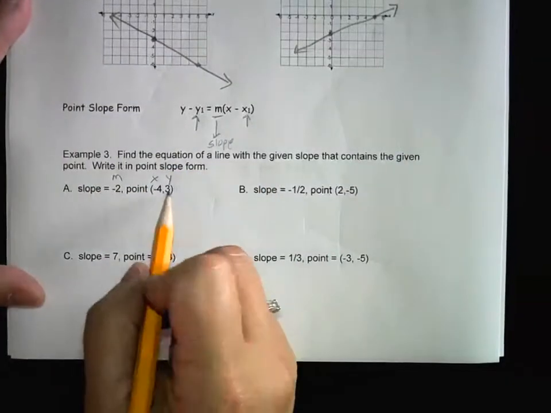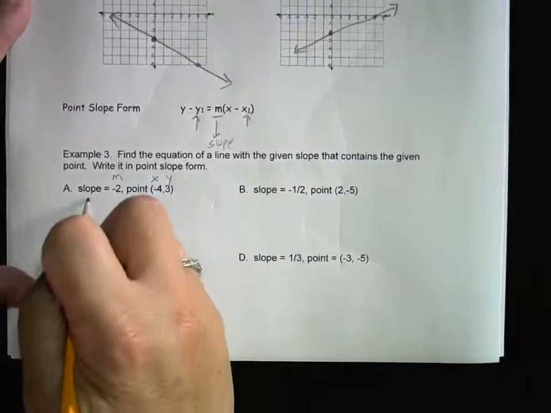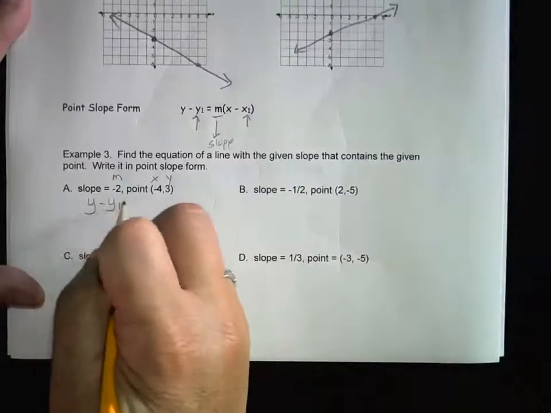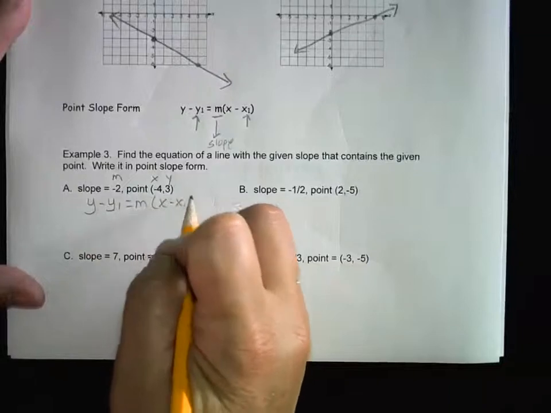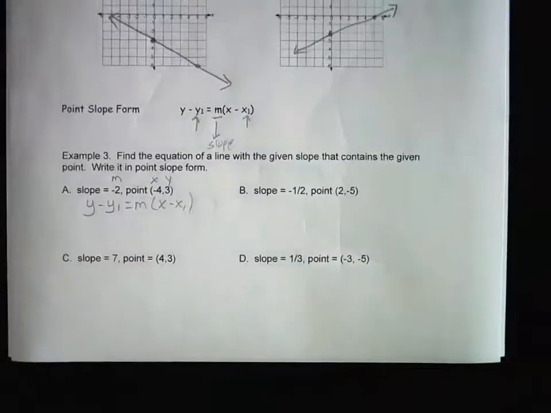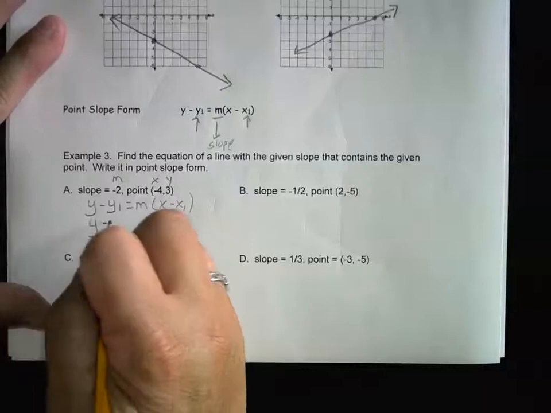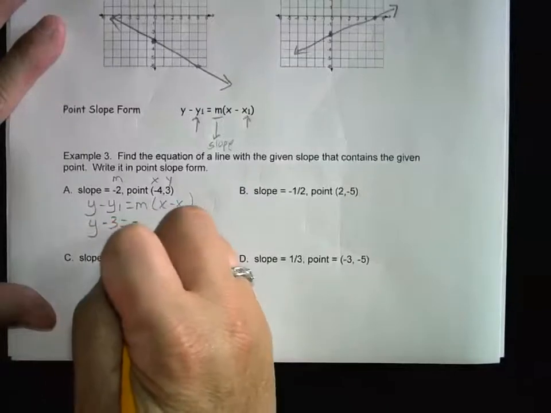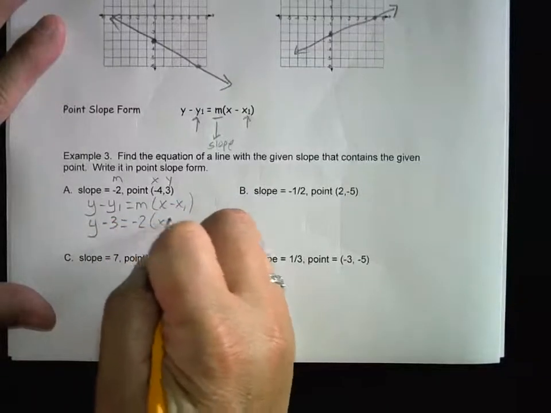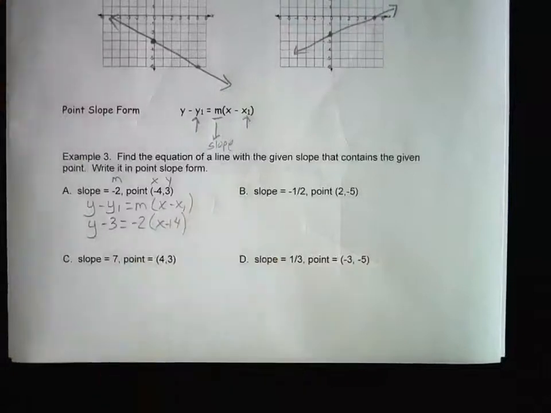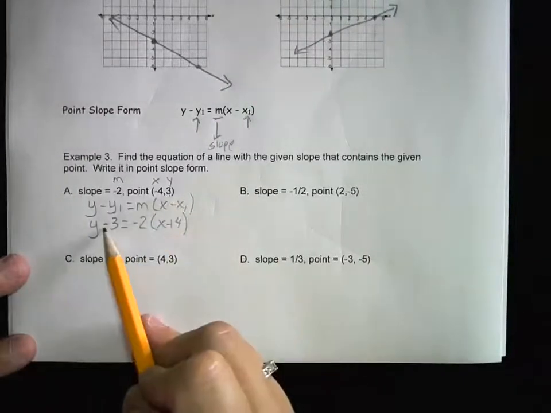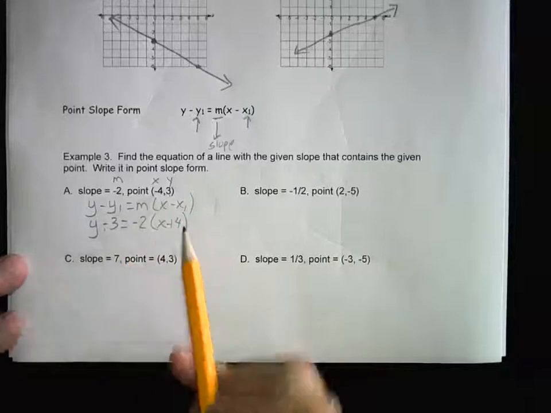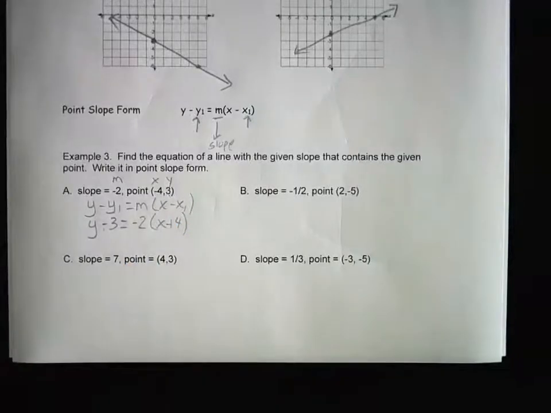Substituting in then, you're substituting into y minus y1 equals m times x minus x1. All you have to do is put those three numbers in. Y minus 3 equals negative 2 times x plus 4. And notice this was a positive 3, so we did a negative. That was a negative 4, so we did a positive. And that's your answer right there.